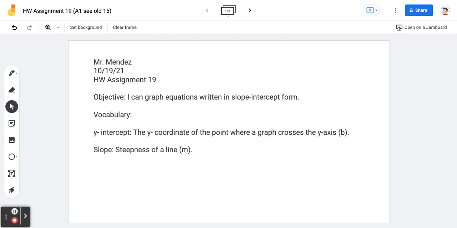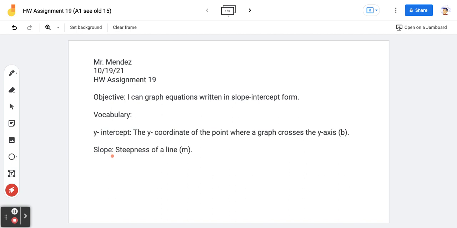So vocabulary, we're getting two terms we're going to work on. One is the idea of the y-intercept. So y-intercept, and we're going to take our definitions literally. The y-intercept is the y-coordinate of the point where a graph crosses the y-axis. Okay, we'll get a visual of what that is. In our slope-intercept equation, it's going to represent the letter B.